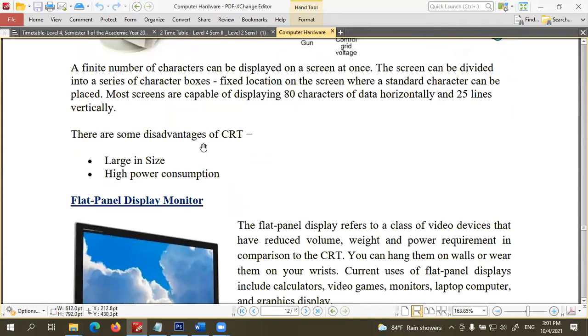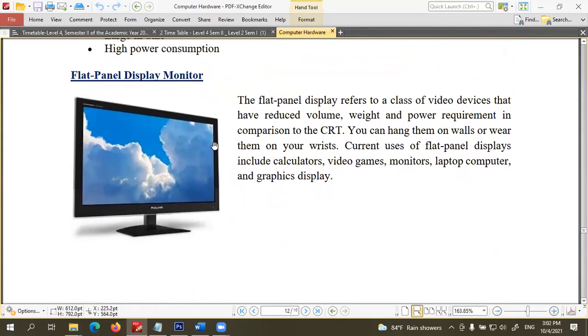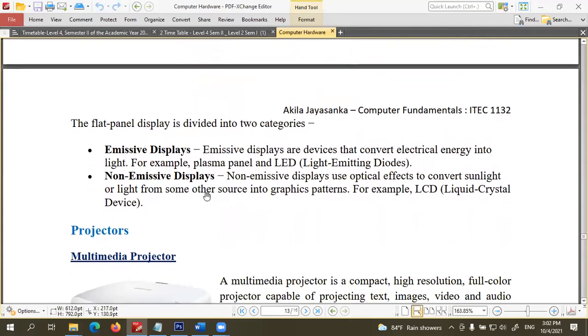After that, flat panel displays were introduced. In this case, there are two types. One is LCD and the other one is LED. LCD means liquid crystal display. LED means light emitting diode display. These LED displays have more advantages than LCD displays. They consume less power, and the picture quality is very high, right? But it is somewhat more expensive than LCD devices.